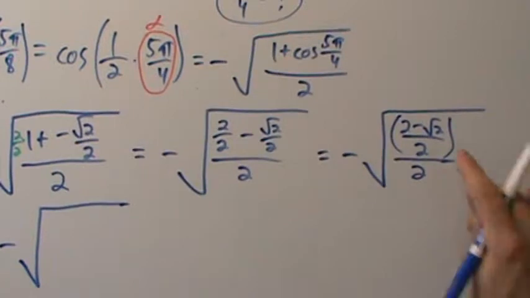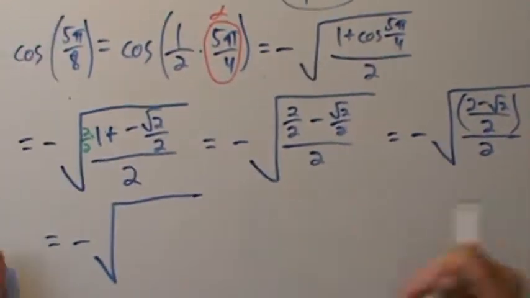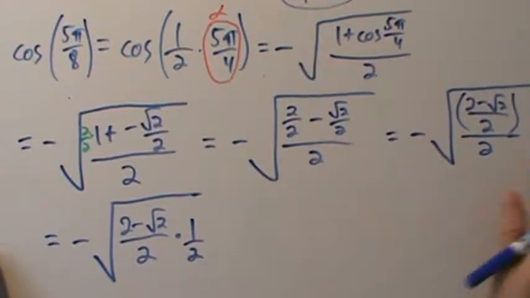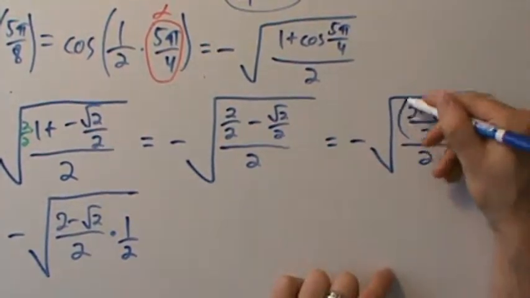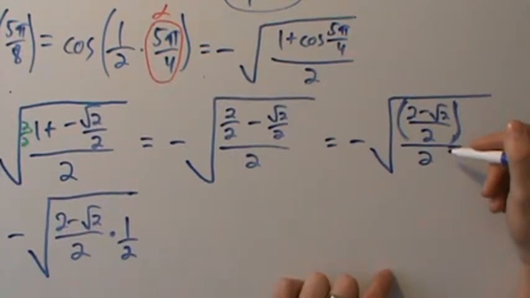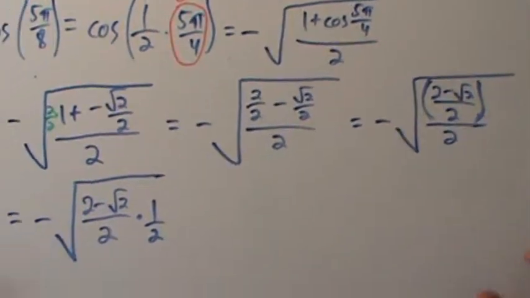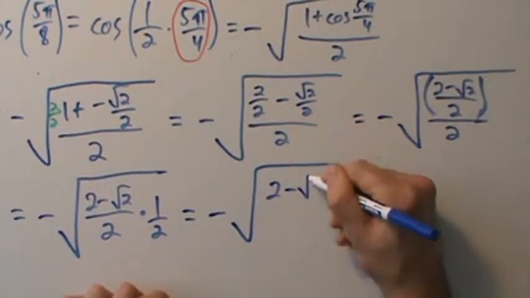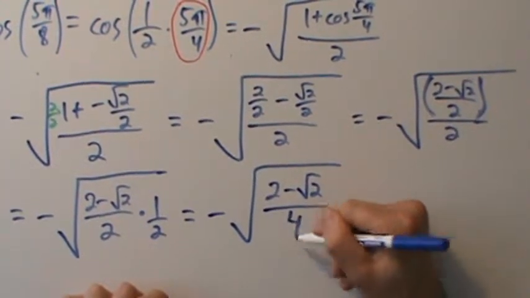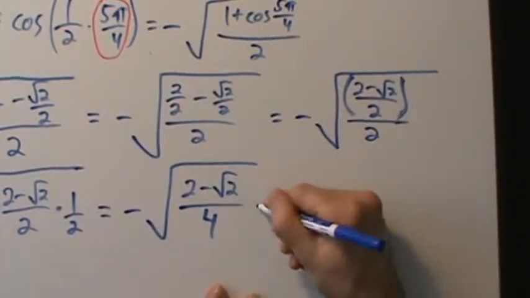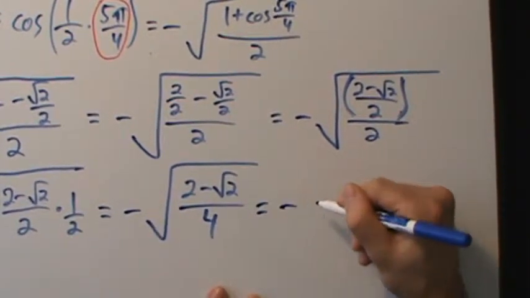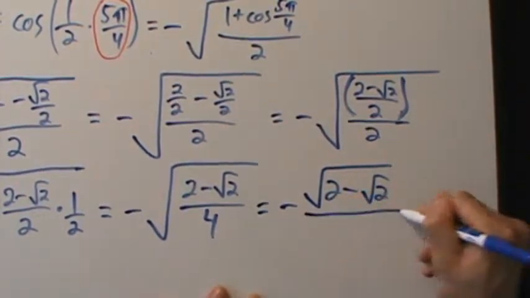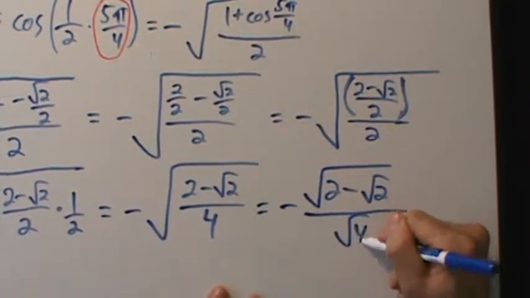Still a minus sign outside of the square root. Now what we have is 2 minus root 2 all over 2, and then divided by 2. So that's 2 minus root 2 all over 2 multiplied by a half. If you divide something by 2, it's like multiplying that thing by 1/2, by the reciprocal. So what we have is negative square root of 2 minus root 2 all over 4. And then we'll show some details that we skipped in the last video. This is going to be the square root of the top divided by the square root of the bottom.